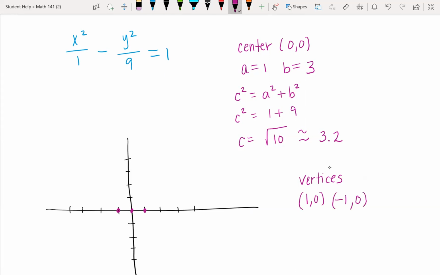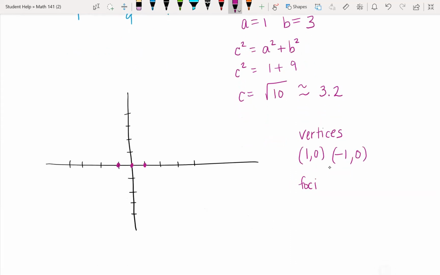The focus points are going to be beyond that. The focus points are going to be at square root 10, comma 0, and negative square root 10, comma 0. So we'll draw those. Those are going to be at about 3.2. So about here, and then about here.